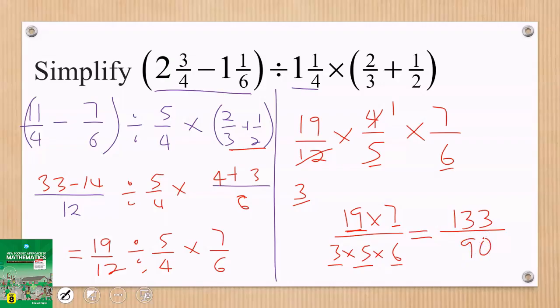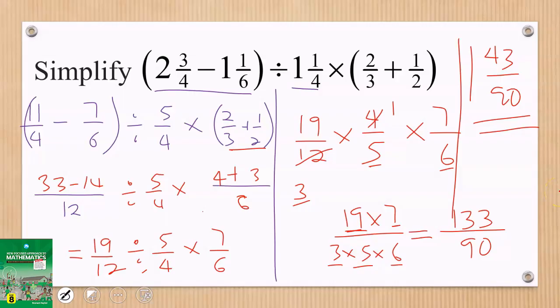So this would be the answer, but we can leave our answer in mixed number form. So 90 can divide 133 as one whole number with the remainder of 43. Yeah, 43 then over 90. So that should be the answer. Let's take one more example and see.